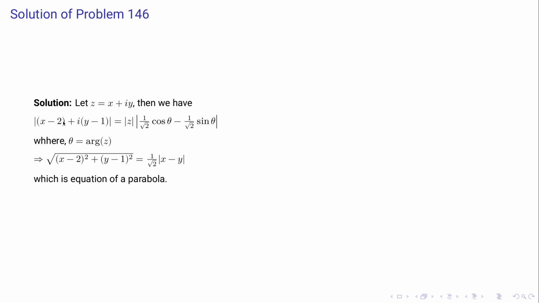So now the left hand side will be square root of x minus 2 whole square plus y minus 1 whole square. And the right hand side would become 1 by square root of 2 mod of x minus y, which will be the equation of a parabola.